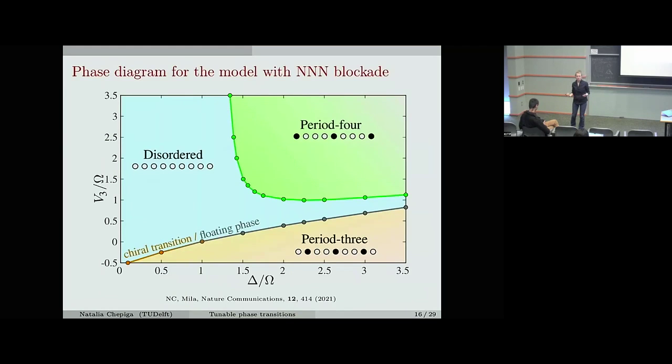Again, I look at the blockade model now with next-nearest-neighbor blockade, and no surprise, I see the tip of the period 3 phase and the tip of the period 4 phase. What I'm going to do now is focus on this phase transition to the period 4 phase. And the first question is, if there is a conformal point, how do we locate it?